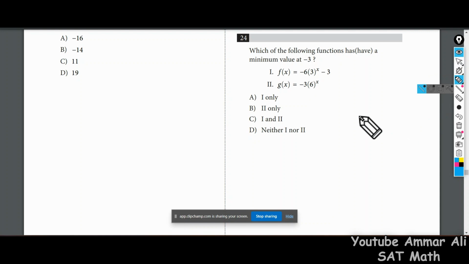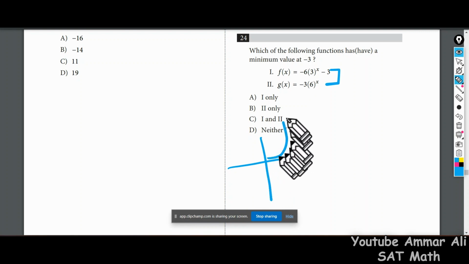Moving on to question 24, they are giving us basically two exponential equations, right? And they're asking us, do either one of these have a minimum at minus 3, right? So recall that an exponential equation basically would look something like that, right? Where you have a line, kind of like a half parabola that grows up as the x value increases. But in this case, we have these negative coefficients. So that means that instead of being like that, it's going to be flipped about the x-axis, and it's going to be kind of like that, pointing down, right?